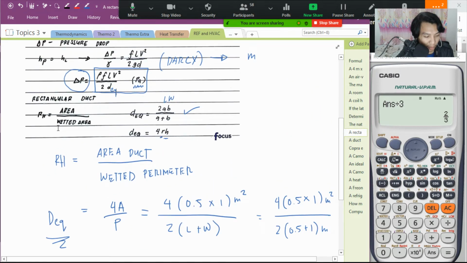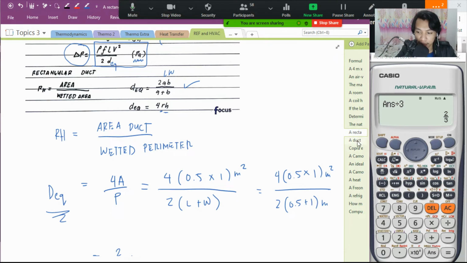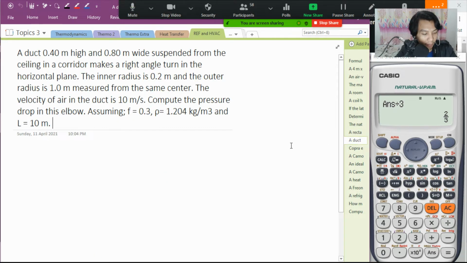So, that is problem number 9. How about problem number 10? A duct, eto na, pumasok na. Dito na yun. A duct, 40 meters high and 80 meters wide, suspended from the ceiling in a corridor, makes a right angle turn in the horizontal plane. Ngayon, habang daw ang piping mo or the ducting mo nagbe-bend, nagkakaroon ka ng head losses and then pressure drops. The inner radius is 0.2 meters and then outer radius is 1 meter.